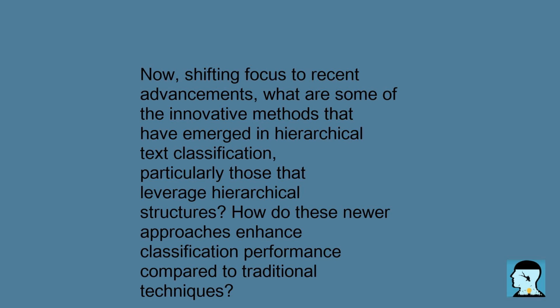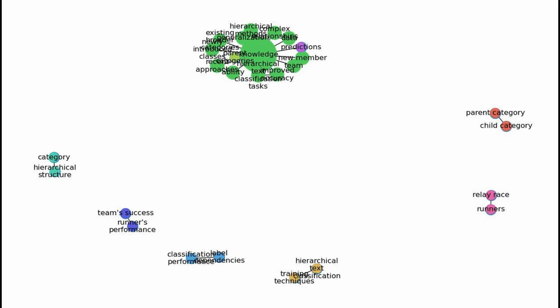That's an insightful breakdown. Given the limitations of traditional methods, what recent approaches have emerged in hierarchical text classification, and how do they leverage the hierarchical structure to improve classification performance? Recent approaches in hierarchical text classification are like new training techniques that athletes are adopting to improve their performance in relay races. These methods recognize the importance of the relationships within the hierarchical structure of categories, allowing them to classify documents more effectively. One emerging technique utilizes the idea of leveraging dependencies between labels.